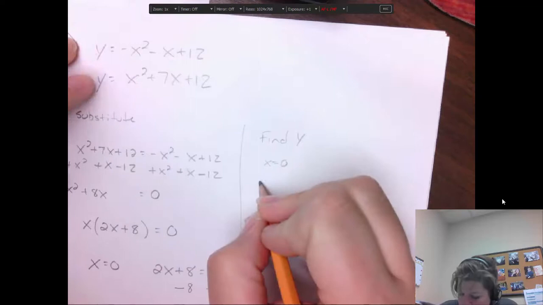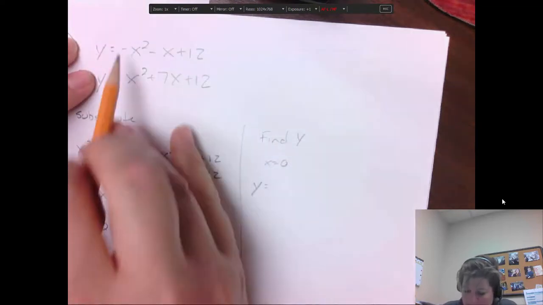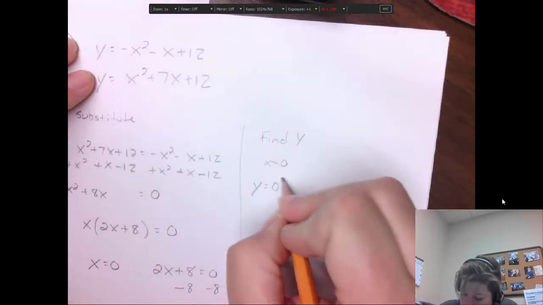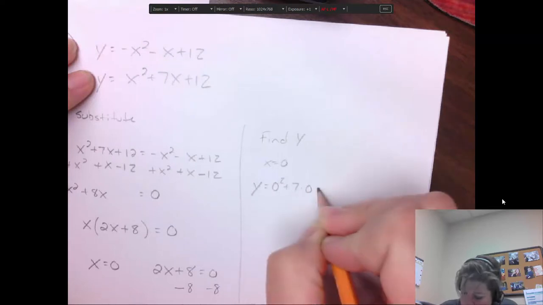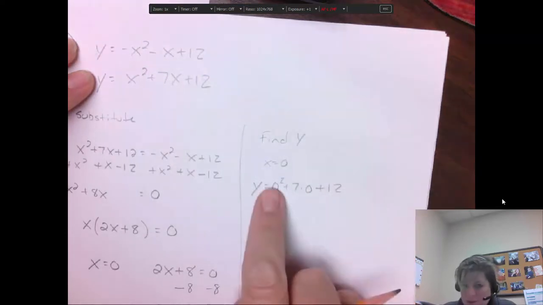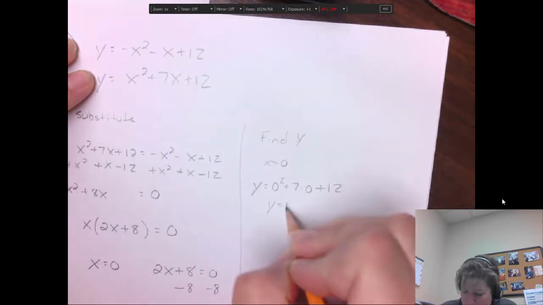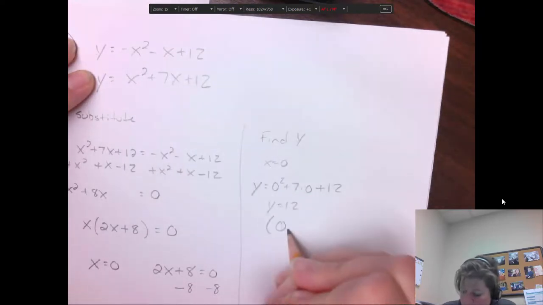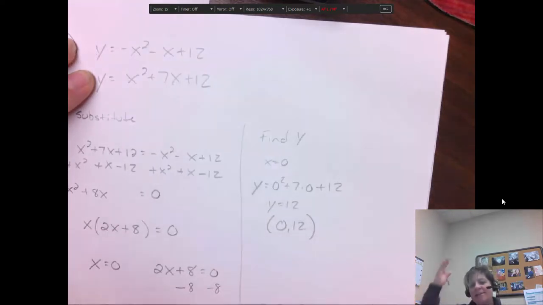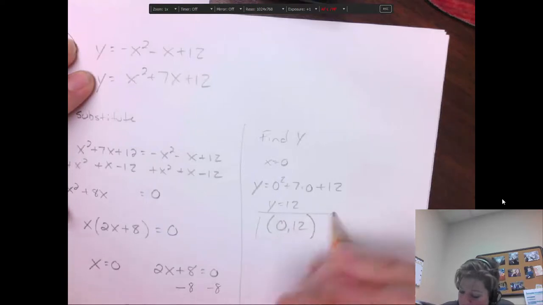So we'd have, I'm going to use the second equation because it doesn't have that negative that always throws people off. So I'd have 0 squared plus 7 times 0 plus 12. Well, 0 squared is 0, 7 times 0 is 0. So 0 plus 12 is 12. So the first point is 0, 12. And we saw that, I said it was around 10, so 0, 10 was up high. So here's the first answer.